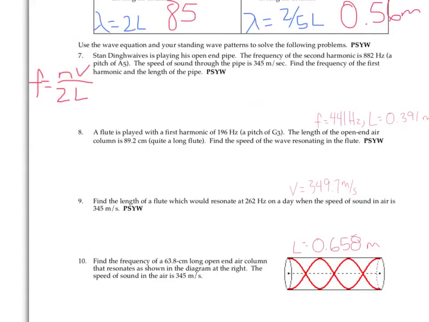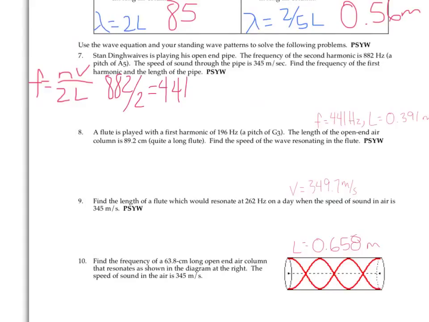For number 7, you're told that there's a second harmonic frequency of 882 Hertz, and you're given the speed of sound through the air at 345, and you're asked to figure out the frequency of the first harmonic and the length of the pipe. So the frequency of the first harmonic is really just half of 882, because the second harmonic should be twice as high a frequency as the first harmonic. So start by taking your 882 and dividing it in half to get your 441 Hertz first harmonic.